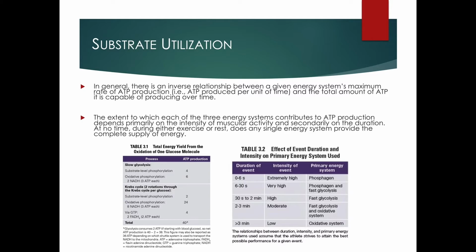I'm not going to get too concerned about exactly how much ATP one glucose molecule yields, because there's variance. We're not really sure exactly what it is, and there are a lot of different numbers that come about. But it says that, in general, there is an inverse relationship between a given energy system's maximum rate of ATP production and the total amount of ATP it is capable of producing over time.